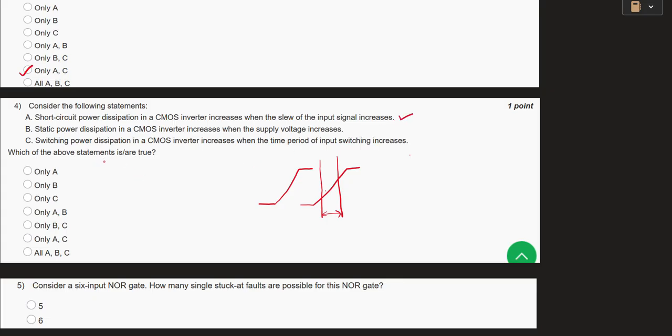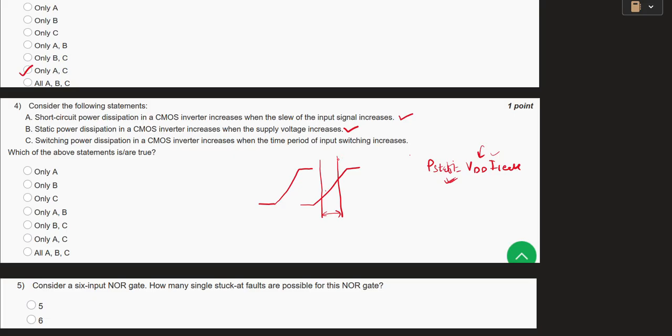Now, what is statement B? It is given as: static power dissipation in a CMOS inverter increases when the supply voltage increases. Yes, guys, as you know, this static power dissipation, P static, was VDD times I leakage. VDD is the supply voltage itself. Now if you see, this is the product of these two. If VDD is increasing, this P static will also increase, right? It means that the static power consumption of the CMOS inverter will also increase. So this is also a correct statement.